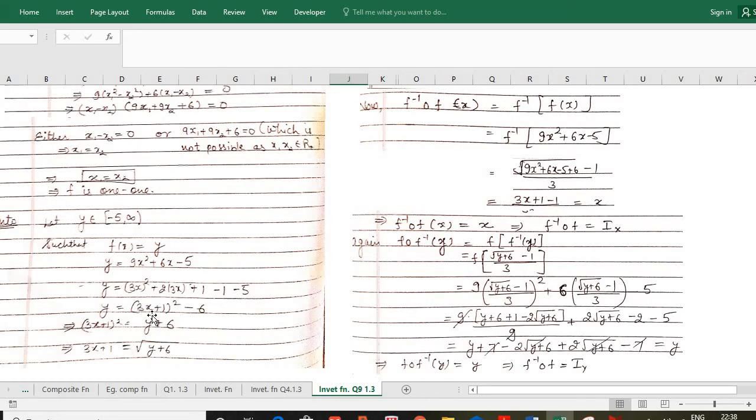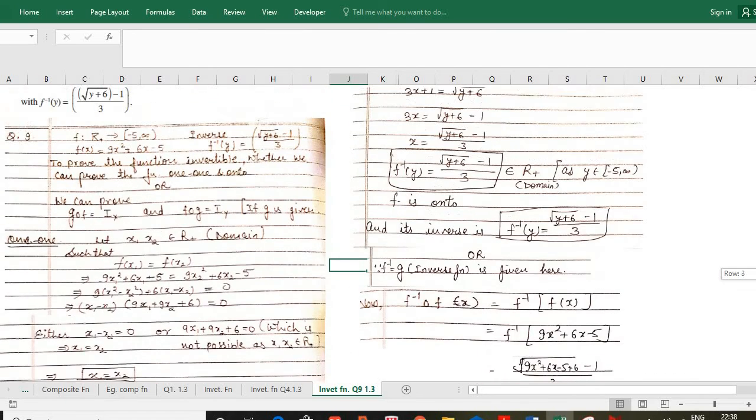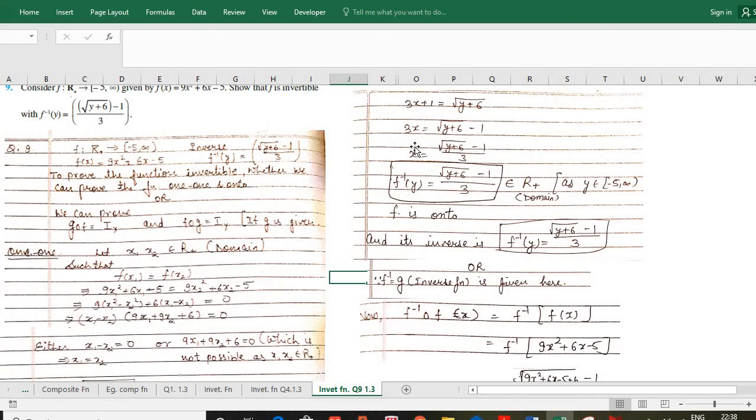So y equals (3x plus 1) square minus 6. From here we get (3x plus 1) square equals y plus 6, so 3x plus 1 equals root of y plus 6. In this case, when we proceed, we get x as (root of y plus 6 minus 1) divided by 3. So we have f inverse of y, but we have taken y from this set, the codomain. The very first value I have taken is minus 5 here.